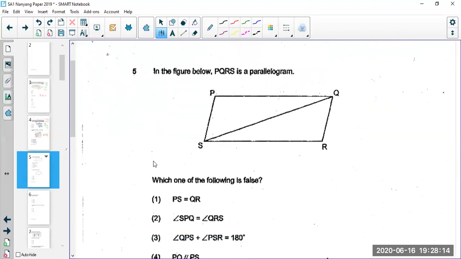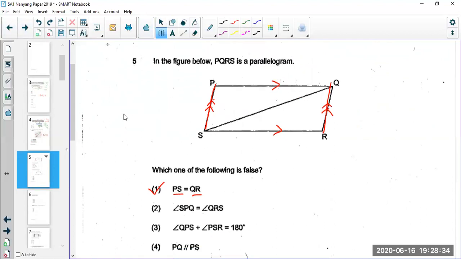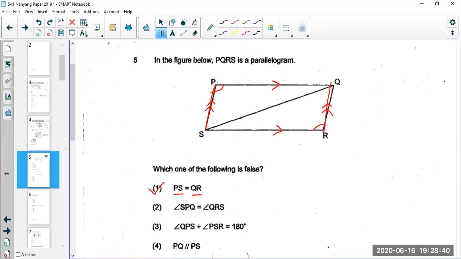Now, which of the following is false? Parallelogram. The line here and the line here are parallel, and these two lines are also parallel. So is PS equal to QR? PS equal to QR. Yes, opposite sides are equal. True. Okay, next one. Is SPQ the same as QRS? Same or not? Yes, opposite angles are equal. Right, opposite angles in the parallelogram are equal.